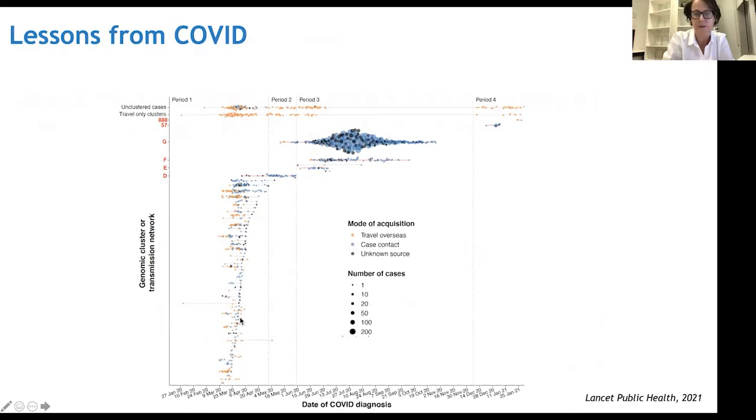Each of these lines here represents what we call a genomic cluster, groups of sequences that are related to each other by that analysis of the genetic code that I talked about earlier. You can see that this section represents the first wave in Victoria. There are a lot of clusters, and that represents international importation and generally quite limited onward spread. This here represents the second wave. What you can see are two breaches in the quarantine system, representing that large second wave in Victoria last year. The date is along the bottom, and each of these is what we call a genomic cluster.